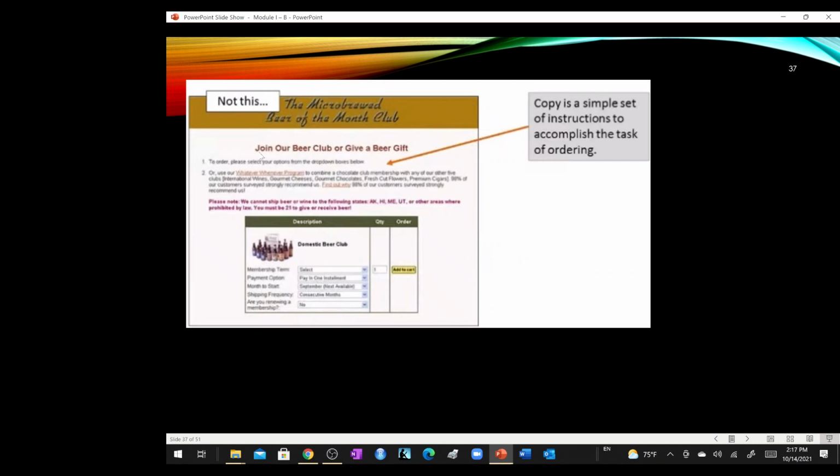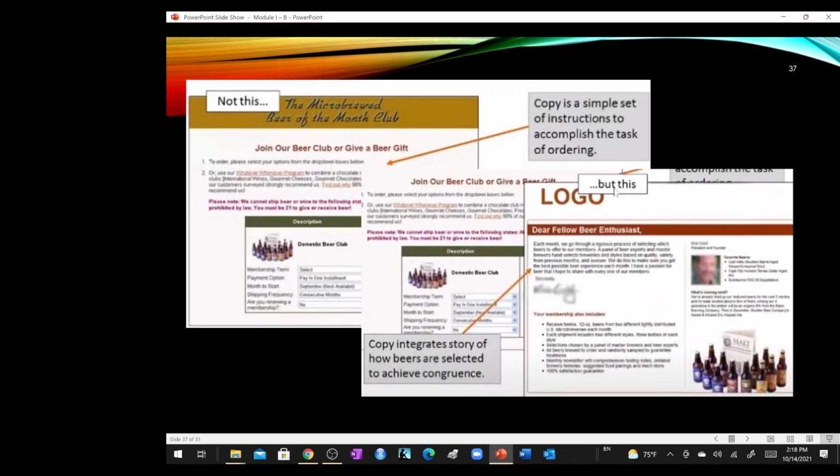So not this. For example, here is a company called Copy. Copy is a company name, and this is the simplest set of instructions to accomplish the task of ordering. So this is what they wrote over here. They said, here to order, do this and this and that. And this is the Spirit company. Instead, look what we did here. Over here, Copy, which is the company name, integrates a story of how beers are selected to achieve congruence. They're talking about how each month they go through a rigorous process of selecting which beers they should offer in a bundle.